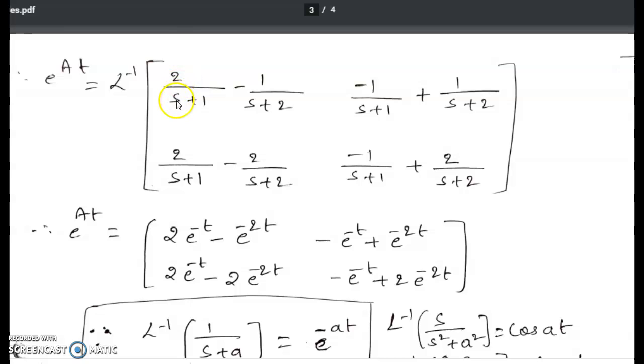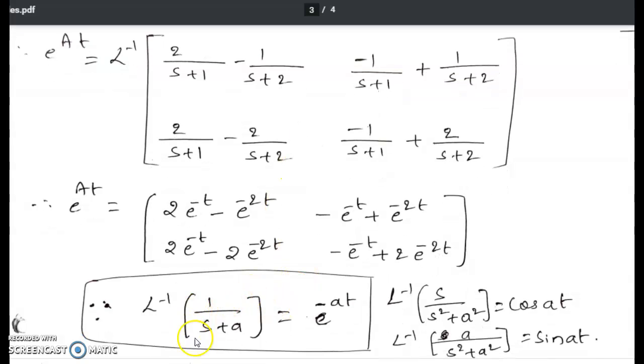So substitute here: 2 divided by s plus 1 minus 1 divided by s plus 2, first element partial fraction, a value 2, b value minus 1. Similarly, second element, third element, and fourth element. So now you can apply Laplace inverse for each element. So Laplace inverse here, the equation, let me show you.